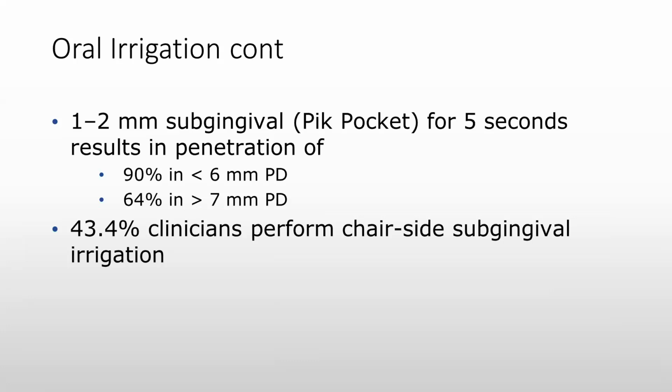It can reach a 6 millimeter pocket in 90% of the time, and a 7 millimeter pocket in 64% of the time. So what else does the patient have that can do that? Flossing only gets 4 millimeters. So we need to not forget about these adjunctive things that the patient can use.